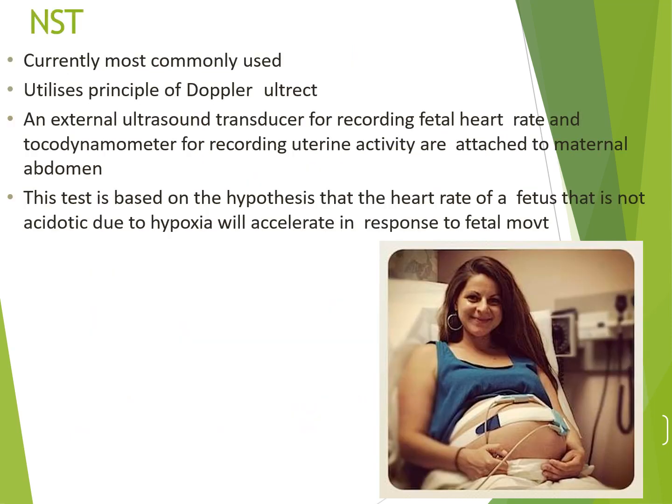Next one is NST or non-stress test. Nowadays we are using it very commonly, and it is using the principle of Doppler only. Over the abdomen we are keeping an ultrasound transducer, and this will be assessing the fetal heart rate, and a tocodynamometer also will be strapped over the abdomen. You can see in the picture, in this way we will be attaching, and this will assess the uterine activity, and these two things are attached to the abdomen.